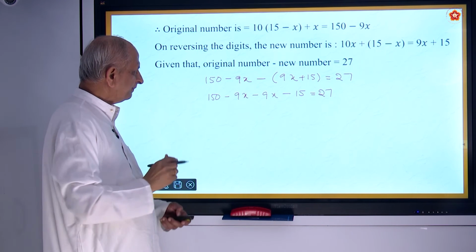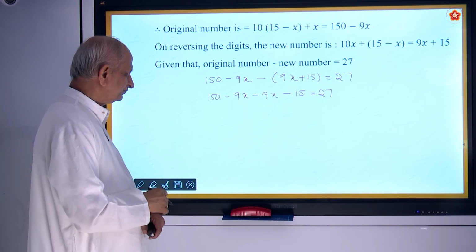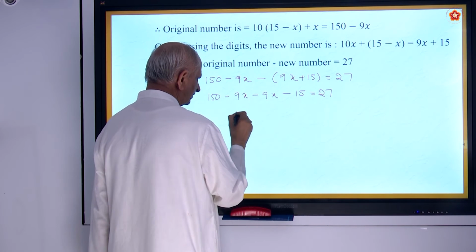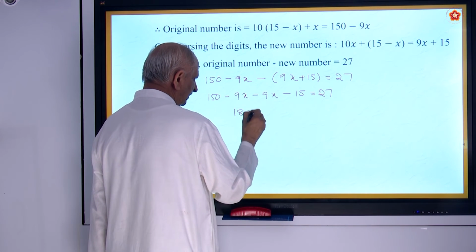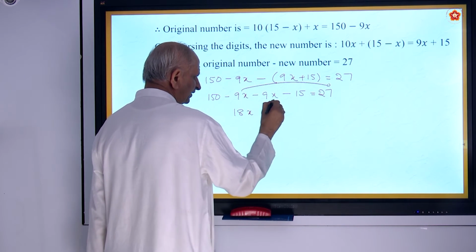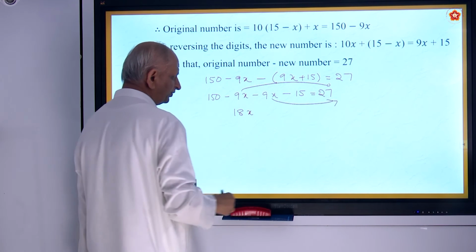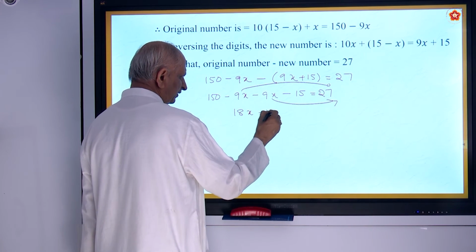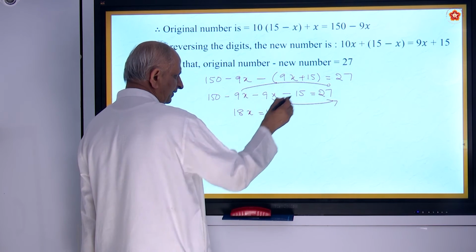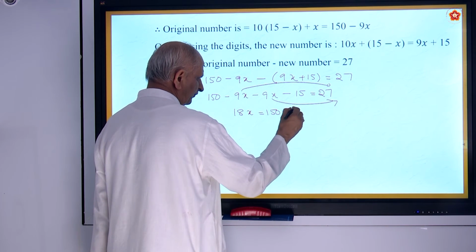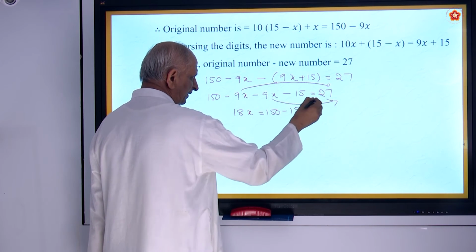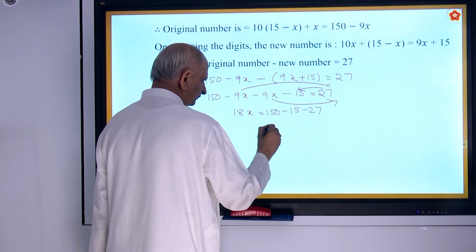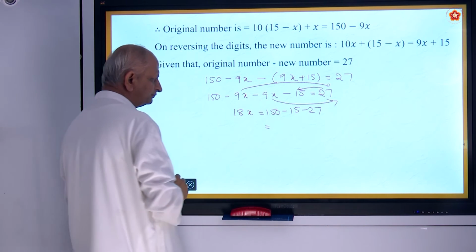Now all x's on one side. So you have minus 9x and minus 9x, bring that side. It becomes 18x, minus 9x becomes plus 9x. This also plus 9x, 18x you get. Here 150 is there. 150 minus 15, plus 27, bring this side, minus 27. That is 135.